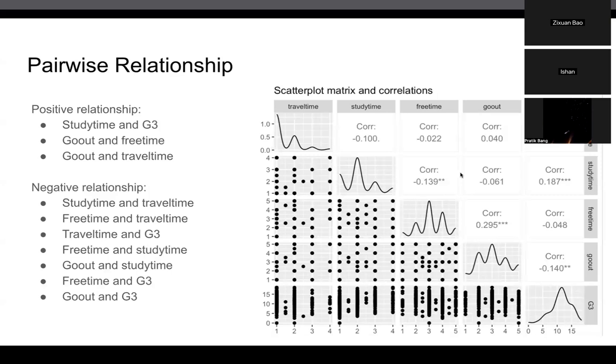And also, we investigated their pairwise relationships. As you can see, there is a positive relationship between study time and the final grades, time of going out and free time, and time of going out and travel time. And the other relationships are all negative.